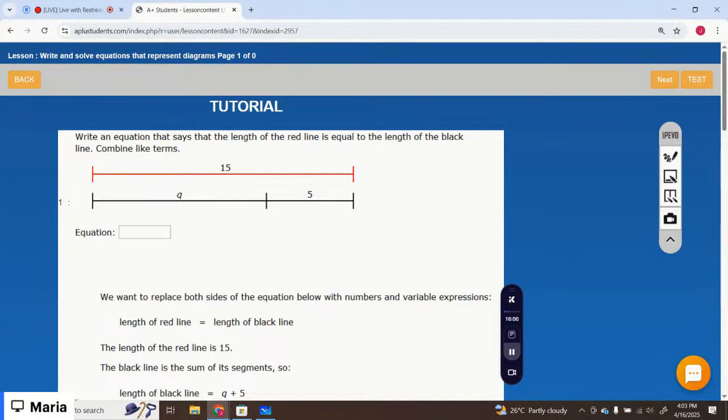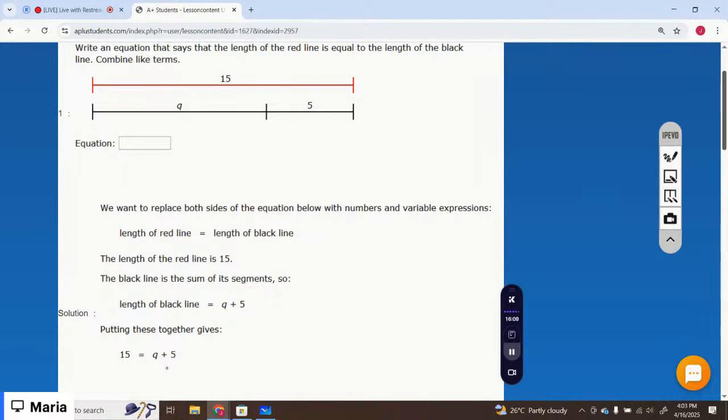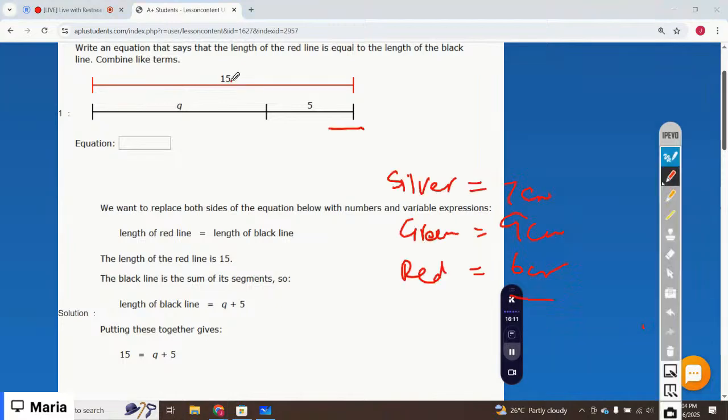Write an equation that says that the length of the red line is equal to the length of the black line. Combine like terms. So the length of the red line is equal to 15 and the length of the black line is equal to q plus 5. We can write it in equation form, that is 15 equals q plus 5, because the length of the red line is equal to the length of the black line.